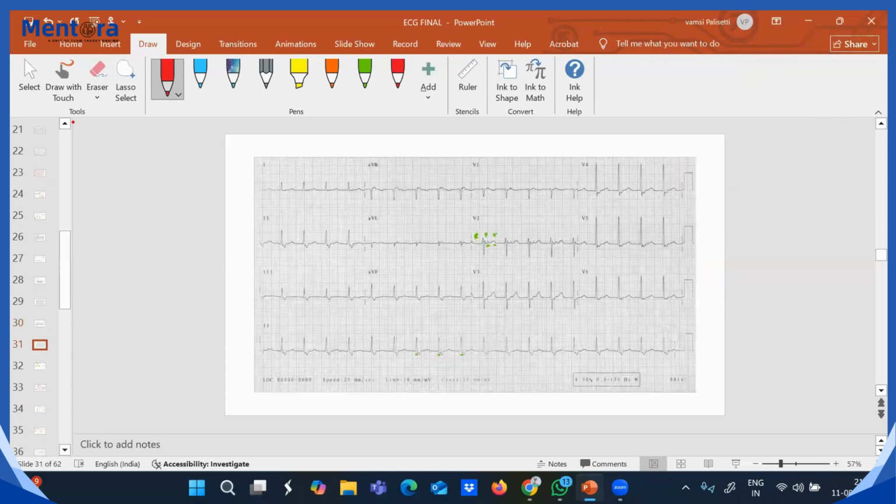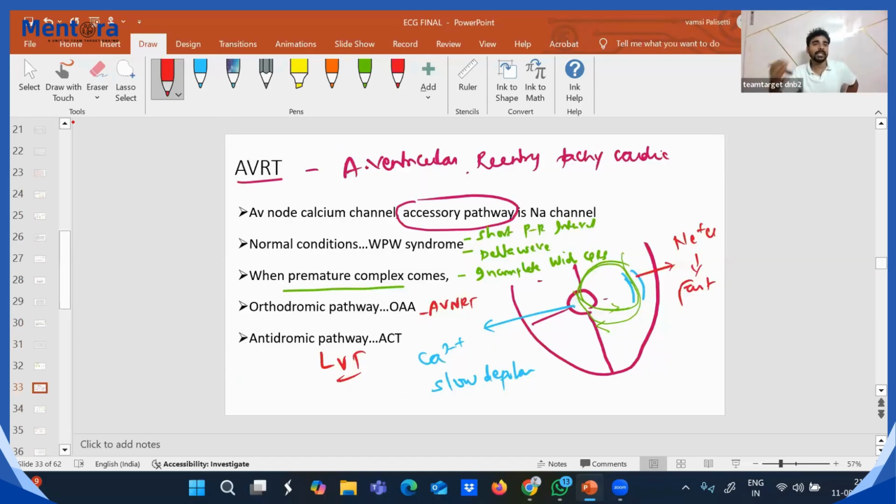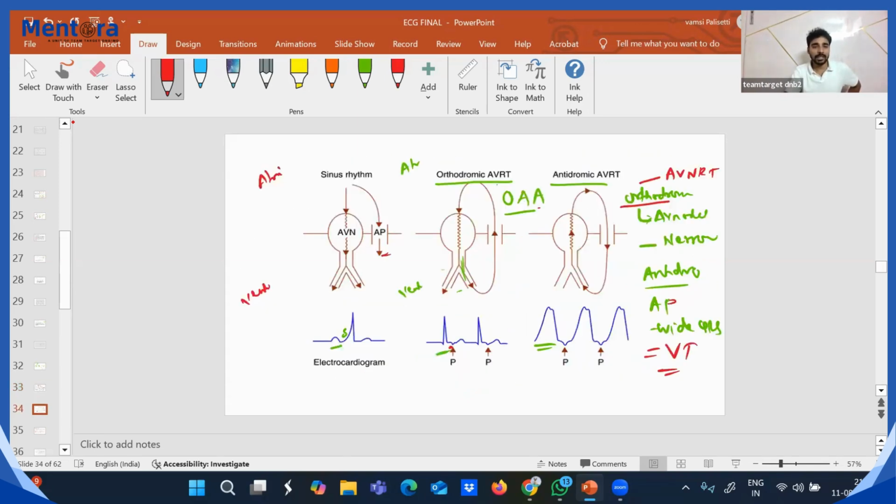Okay, after this, we'll discuss VT. In VT, what we're going to discuss is what is VT, wide complex tachycardia, what are the different types of wide complex tachycardia. How will you differentiate VT from other wide complex tachycardias? What are the characteristic signs? It's a very, very important question. Without that question, no exam can go. Definitely every exam has that question. Okay, we'll discuss in the next class.